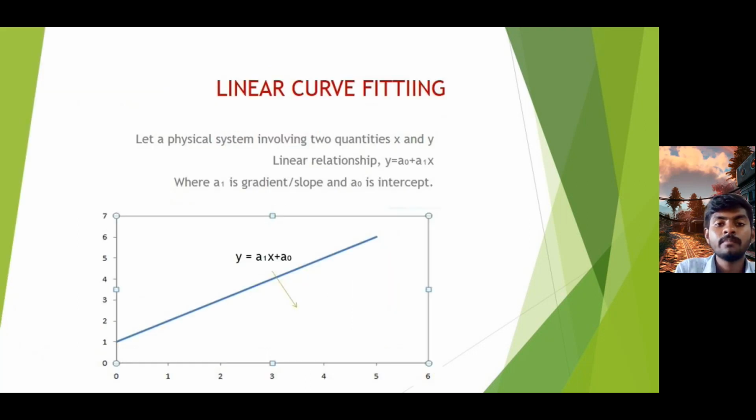In curve fitting, we have many types of fittings, and some of the fittings are linear and polynomial. And I am here to explain about linear and polynomial. Linear, as you can see, is a straight line, and the equation is y = a1x + a0, and it is a linear relation between y and x. a1 represents the gradient or slope of the line, and a0 represents the intercept.